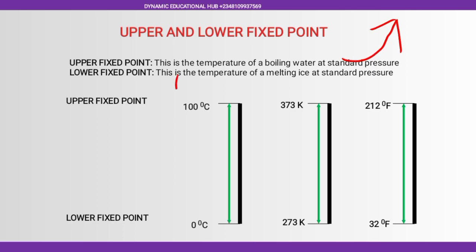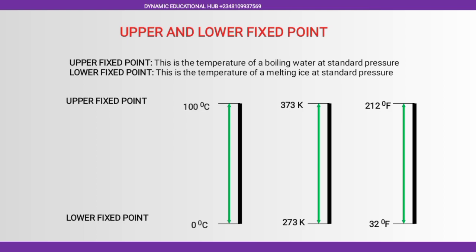The same thing with lower fixed point. This is the temperature of melting ice. And don't forget, not just water, pure water. If you have pure water, the same thing. This is the temperature of melting ice at standard pressure for the lower fixed point, which means the temperature of melting ice at standard pressure is known as the lower fixed point.